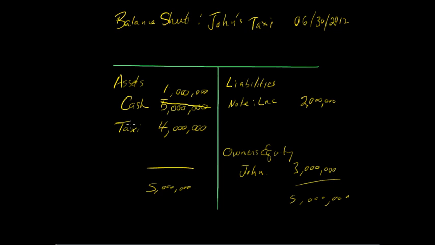And so what we see here is this transaction where we have taken cash and purchased a taxi, and in the assets column now we have 1 million in cash and a taxi worth 4 million. And with that, John has what he needs to actually start this taxi business. He has the 1 million in cash that can be used for working capital, and the automobile, the taxi that he needed.